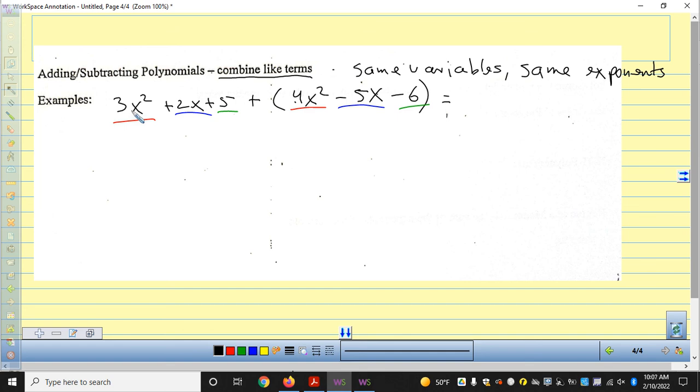So I think to myself, 3x squared plus 4x squared. Well, 3 and 4 is 7x squared. 2x minus 5x. Well, 2 minus 5 is negative 3x. And then 5 minus 6 is negative 1.